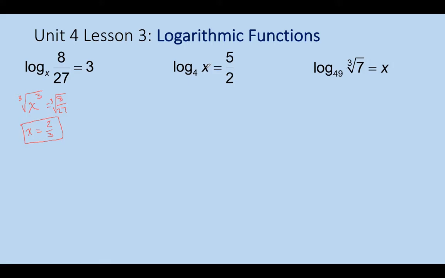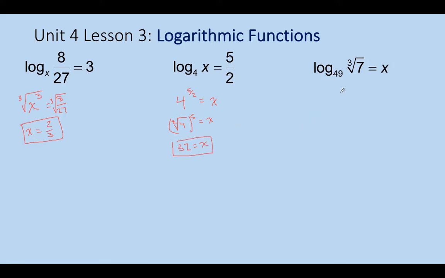This one, obviously, the x is in a different spot, but the conversion is still the same. I've got the base, which is 4. The answer here is going to be my exponent, so 4 to the 5/2 equals x. You could do this a couple different ways, but I kind of think of it as the square root of 4 to the 5th power equals x. And well, the square root of 4 is 2. 2 to the 5th is 32, and that pretty well solves it for us.